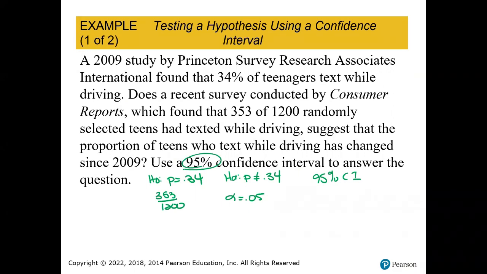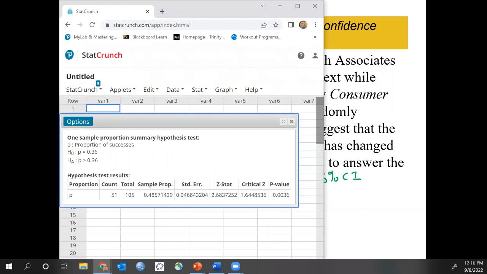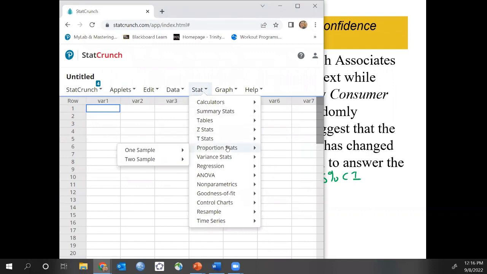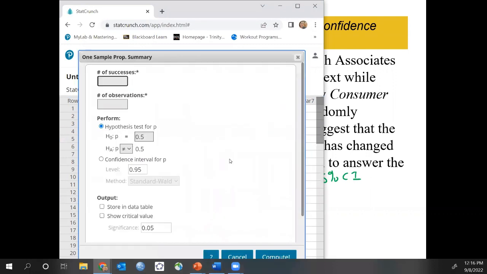Let's get our StatCrunch open here. So same place, proportion stats, one sample, with summary. In this one we have 353 out of 1,200. And this time, I'm going to show you both ways here. So 0.34, not less than 0.34. Instead, though, first I'm going to do my confidence interval.